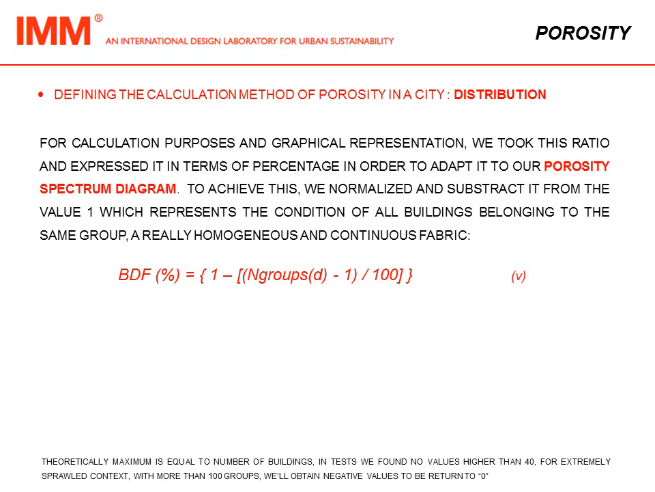So, the porosity value of the building distribution factor is given by 1 minus the number of groups minus 1, divided by 100. Theoretically, the maximum is equal to the number of buildings. In tests, we found no values higher than 40. For extremely sprawled contexts with more than 100 groups, we'll obtain negative values, to be returned to 0.